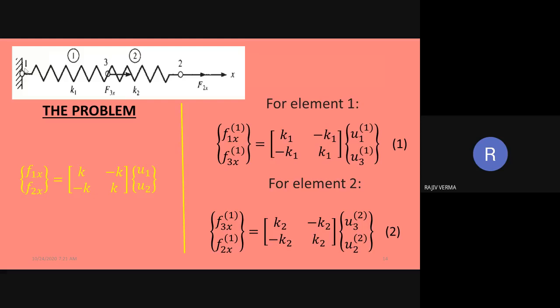So the stiffness matrix of both the elements has been developed in a local sense. By local sense, I mean that if there is a domain which has been divided into a number of elements, you take the first element and develop its equations irrespective of the other elements which are present. You always develop the equations of the elements one by one.